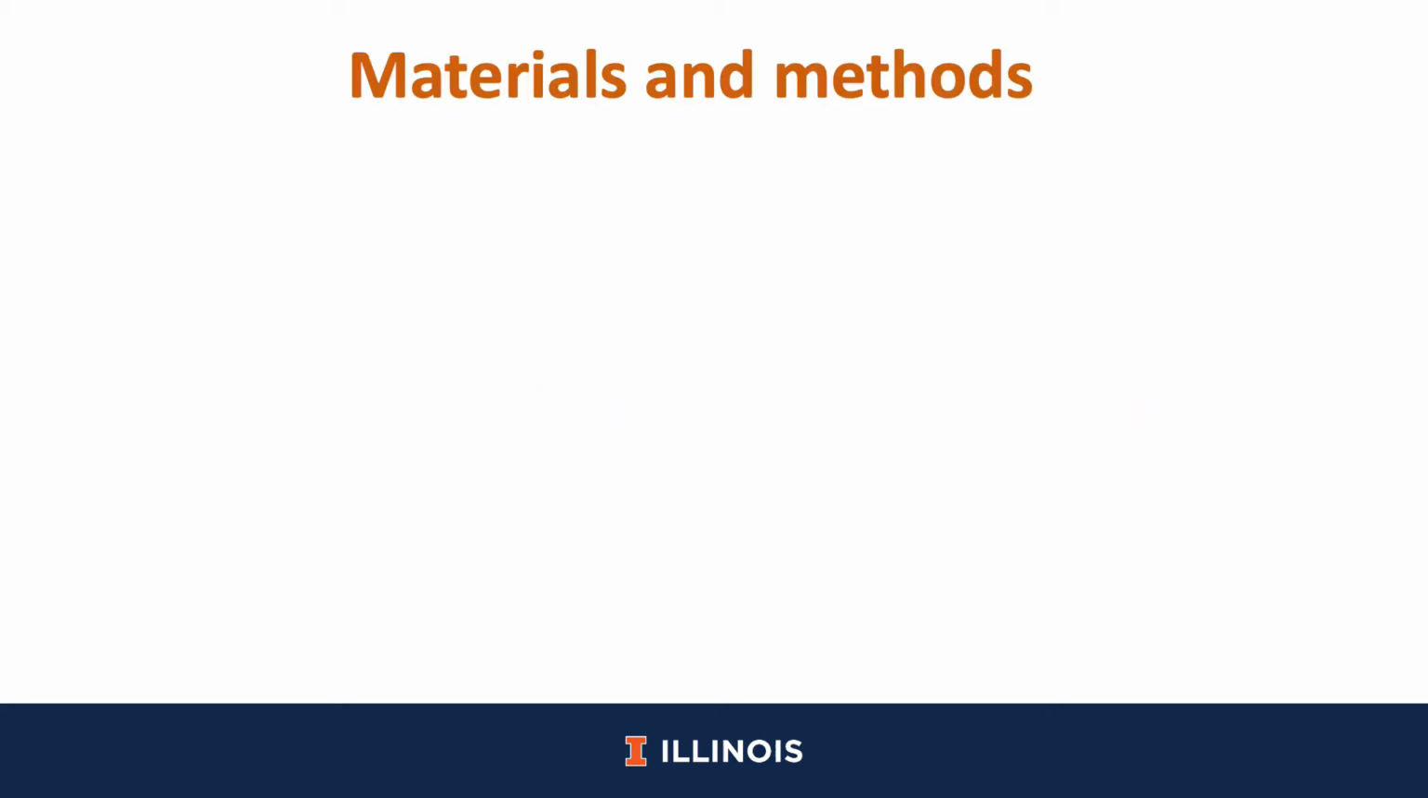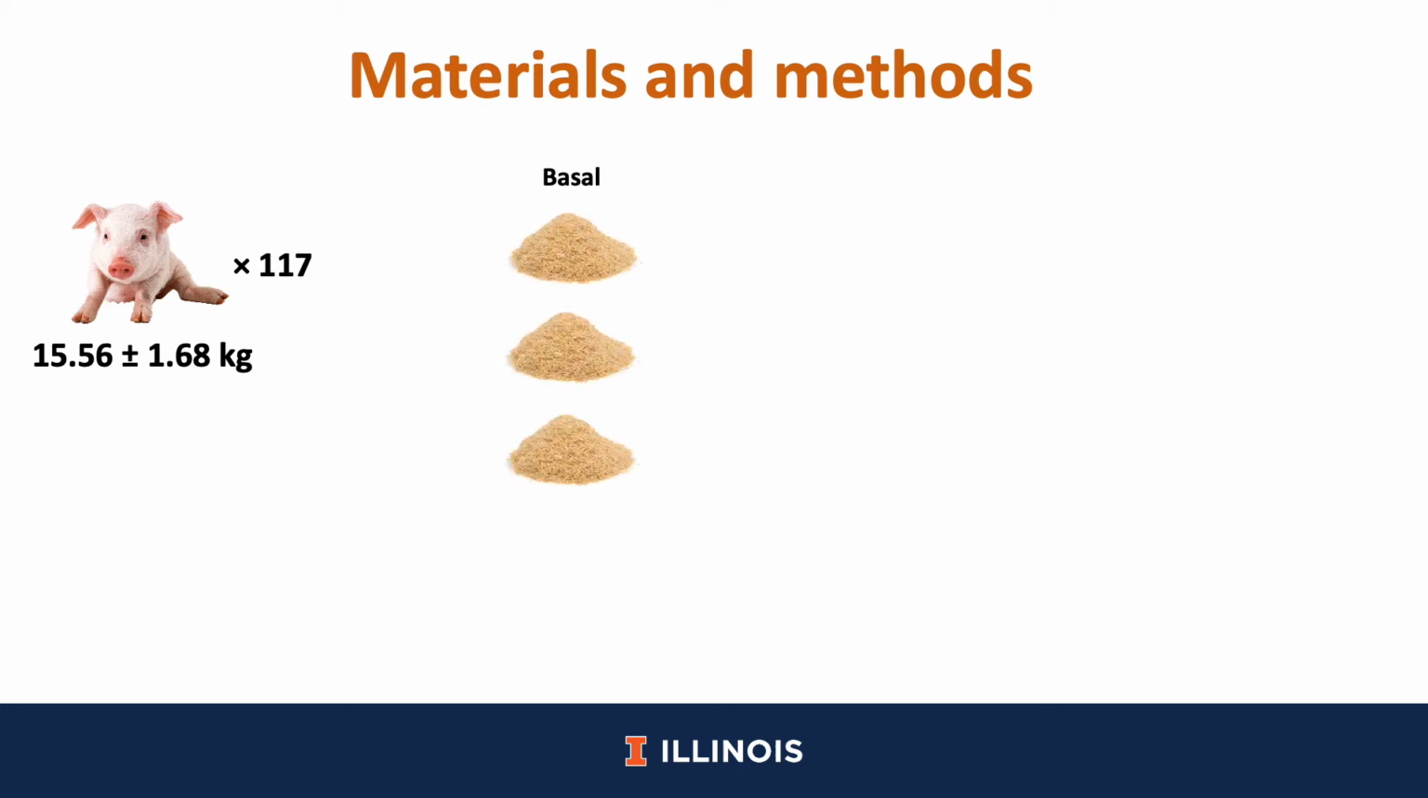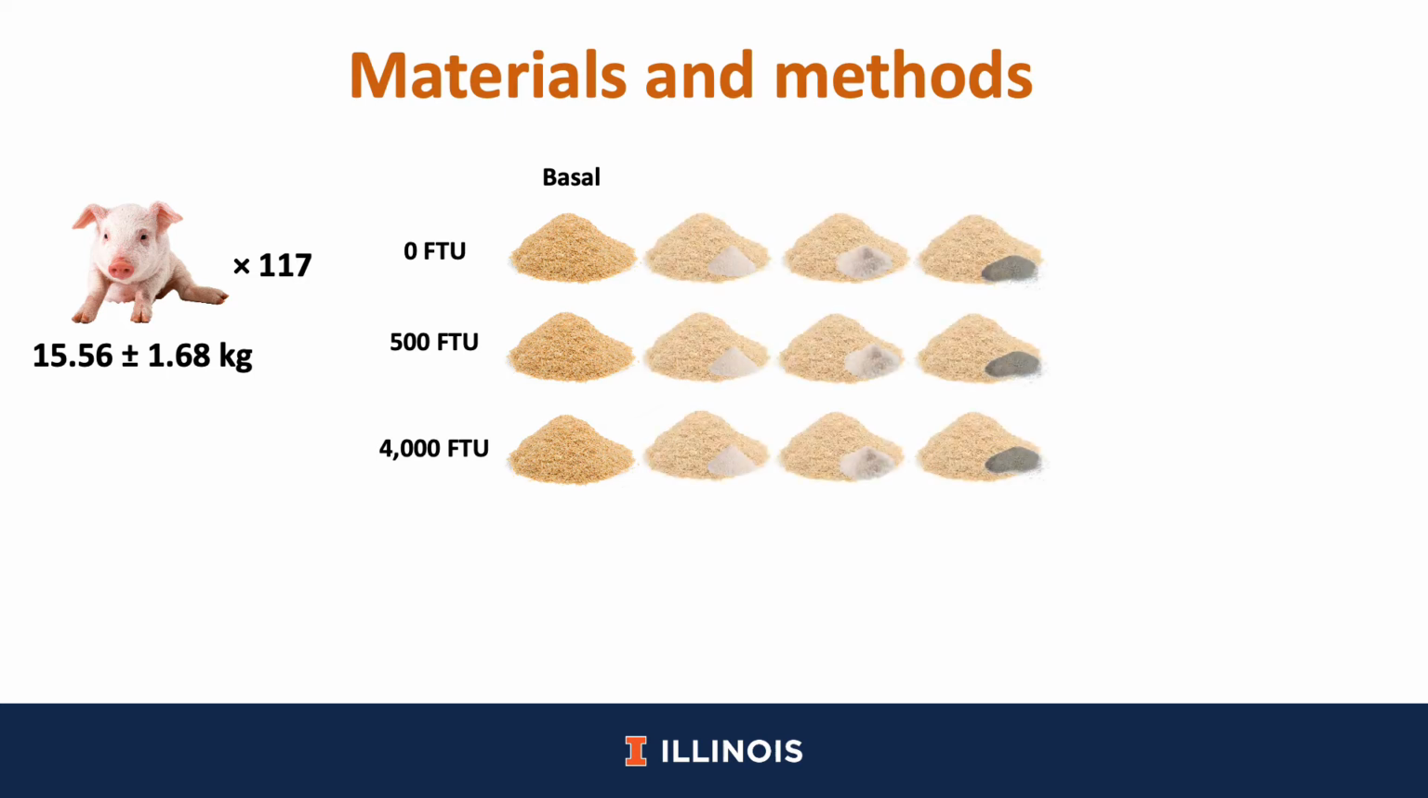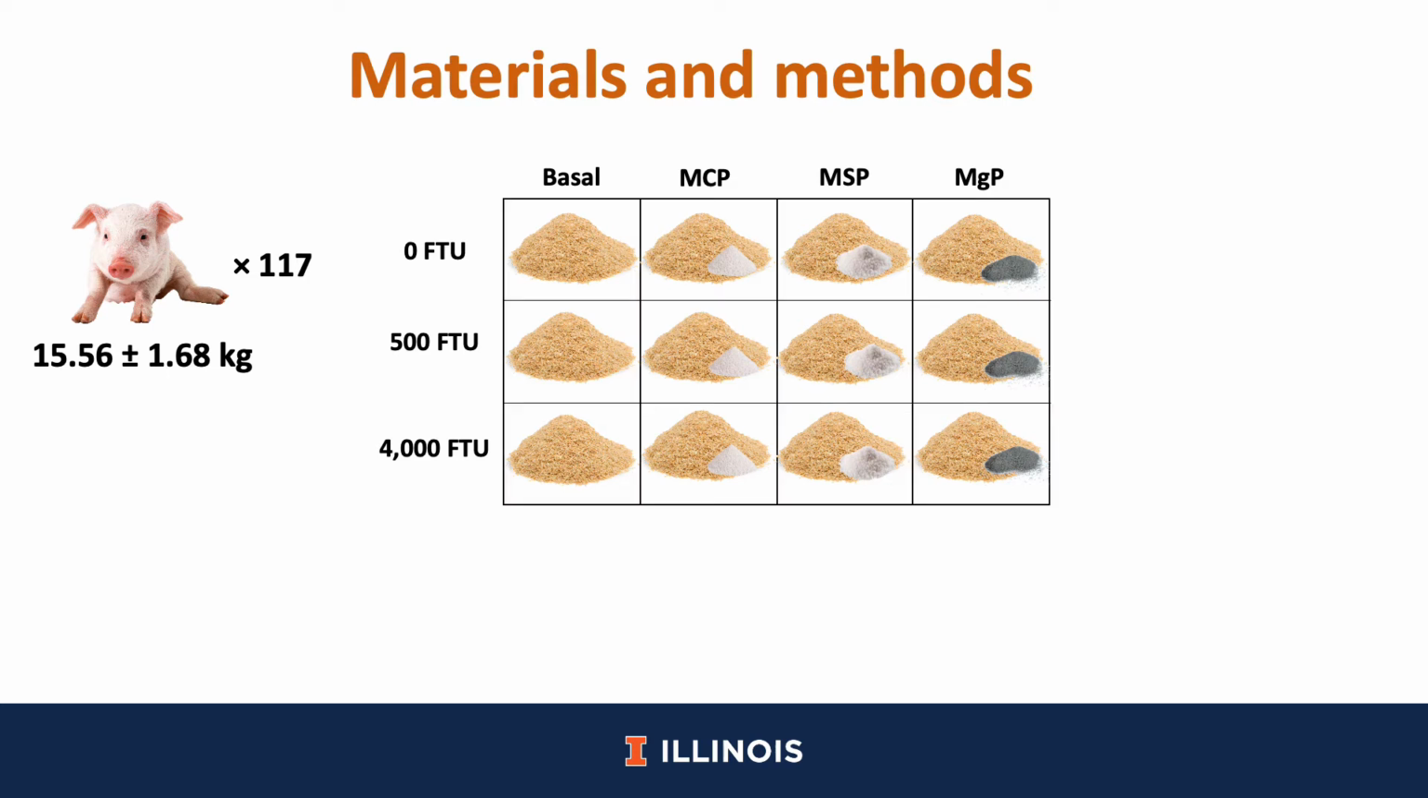For this experiment, we used 170 pigs with an average body weight of 15.56 kilograms. And in this case, we formulated 3 basal diets with the inclusion of 0, 500, and 4,000 phytase units. We included one of the 3 different sources of feed phosphates that we used in this experiment, which are MCP, MSP, and MGP, to the basal diets, and therefore we included 12 diets in this experiment. Also, a phosphorus-free diet, for a total of 13 diets.